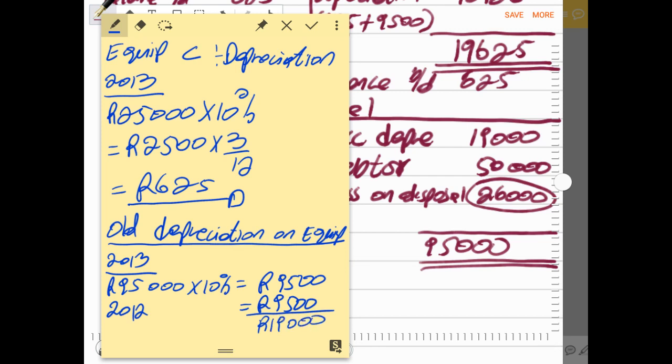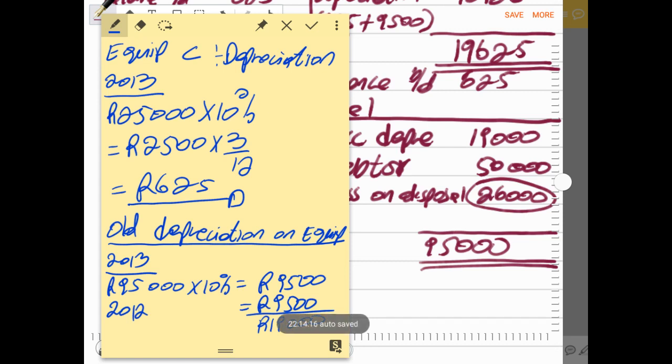So now what that tells us is that if we say cost price minus accumulated depreciation, that will give us the carrying amount. Then after we get to the carrying amount, we compare the carrying amount or the carrying value with the selling price. And if the carrying amount is above the selling price, the difference becomes a loss. But if the carrying amount is below the selling price, the difference becomes a profit.